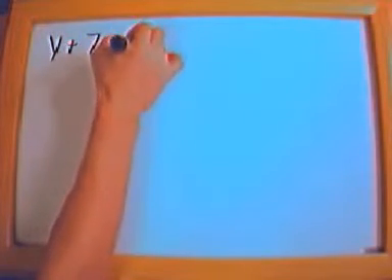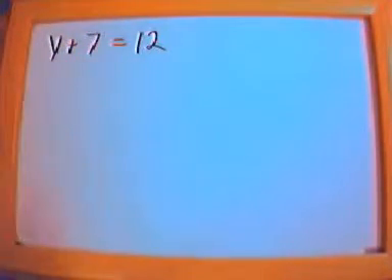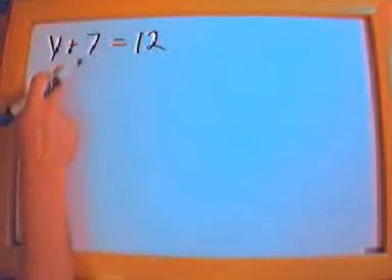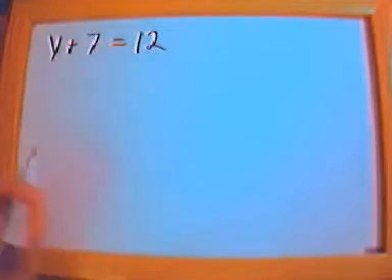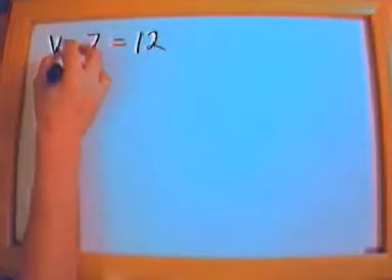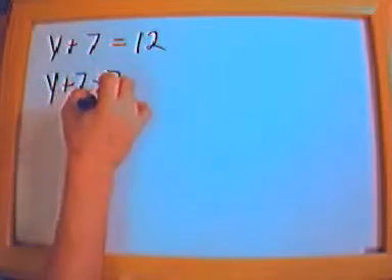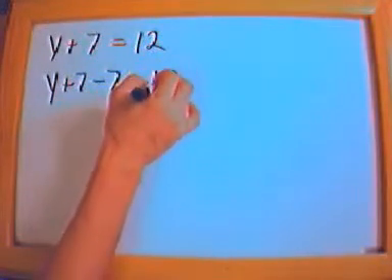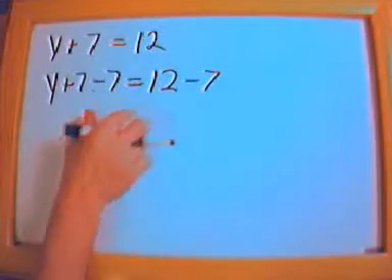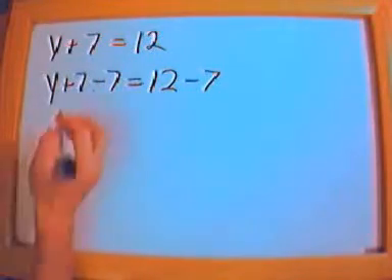So let's take y plus 7 is equal to 12. And of course we want to solve this equation for y. We want to isolate y by itself, so we want to get rid of the 7, and we're adding 7, so in order to get rid of it we need to subtract 7. So I say y plus 7, minus 7 is equal to 12, and I must do the operation to both sides, so I put a minus 7. I've subtracted 7 from both sides.